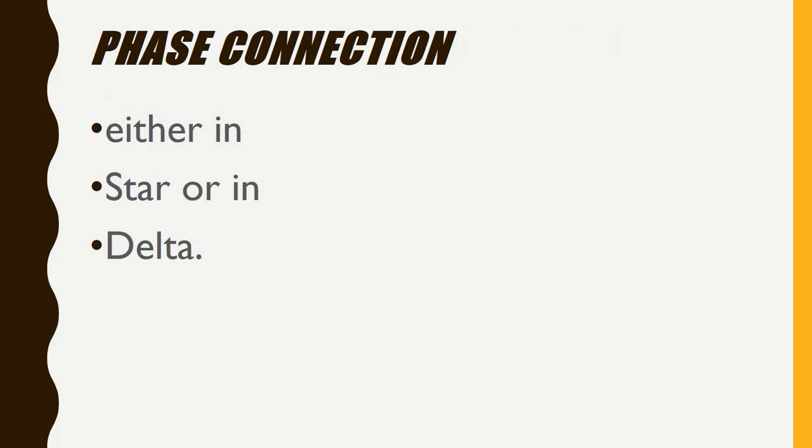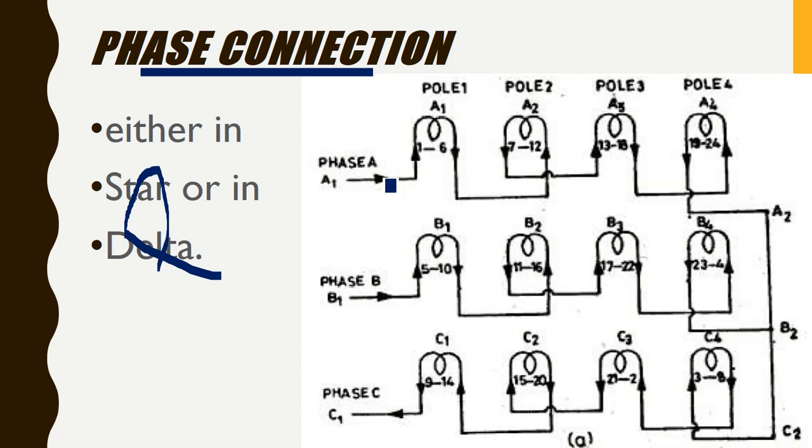Now we will be discussing phase connection. Phase connection, we already know star and delta connection. Once you are making phase connections or windings in the machine, we have to connect it in star or delta. That is known as phase connection. Let us see a figure.